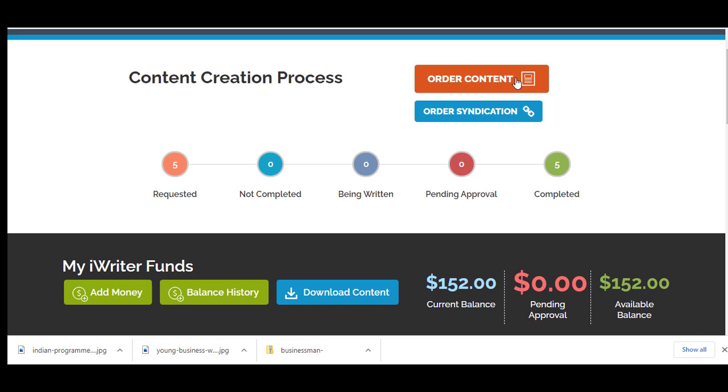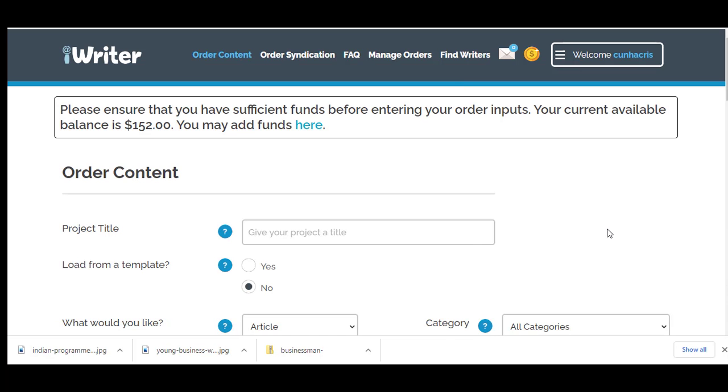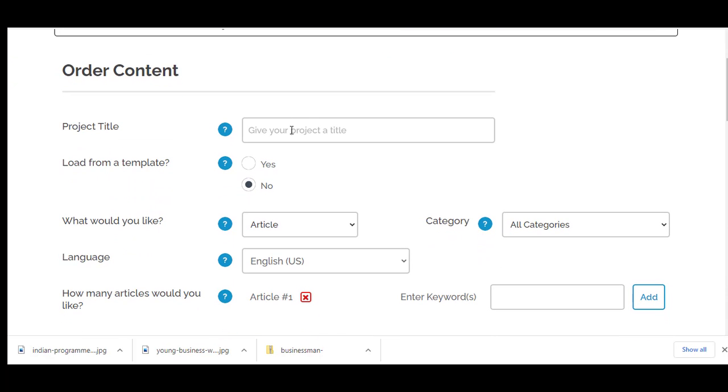Okay, so let's just pretend here that we're going to order an article. So what comes here is I would pick the project title. I'll load the template if I had a template. In this case, I don't have one. So what would you like?